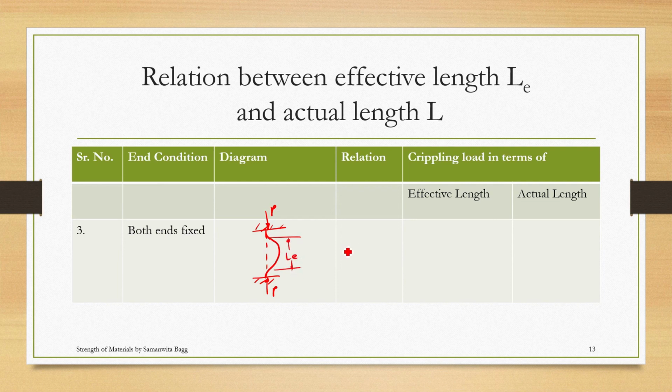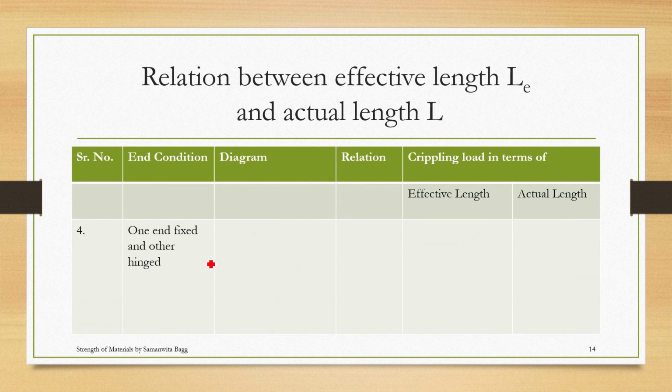For this LE, the relation is LE is L by 2. We know this formula already. When I substitute LE as L by 2, PE will now be pi square EI upon L by 2 the whole square. This will be 4 pi square EI upon L square.